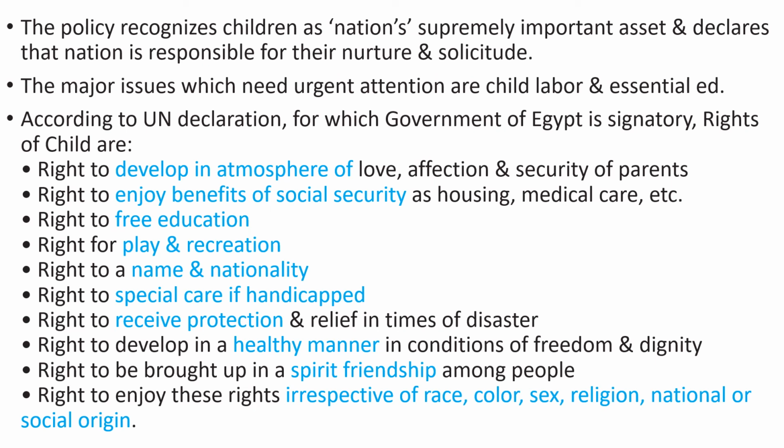According to the UN Declaration, for which the government of Egypt is signatory, the rights of a child are: the right to develop in an atmosphere of love, affection, and security of parents; the right to enjoy benefits of social security such as housing and medical care; the right to free education; the right to play and recreation; the right to name and nationality; the right to special care if handicapped; the right to receive protection and relief in times of disaster; the right to develop in a healthy manner in conditions of freedom and dignity; the right to be brought up in a spirit of friendship among people; and the right to enjoy these rights irrespective of race, color, sex, religion, national or social origin.